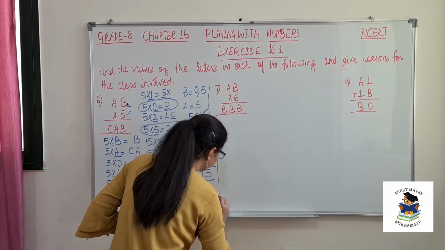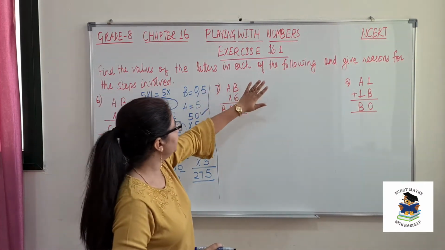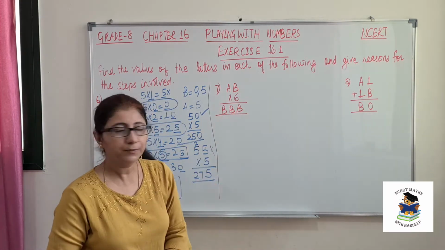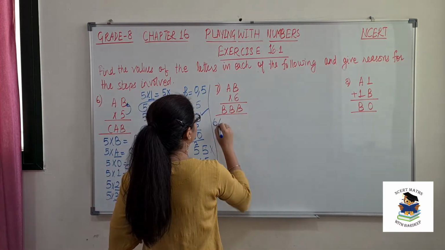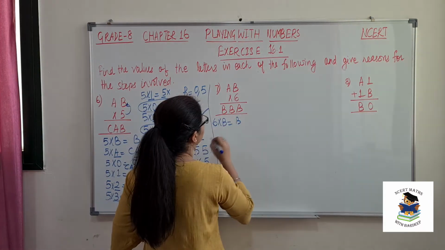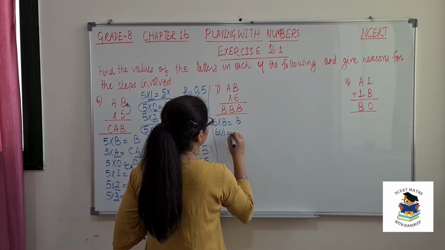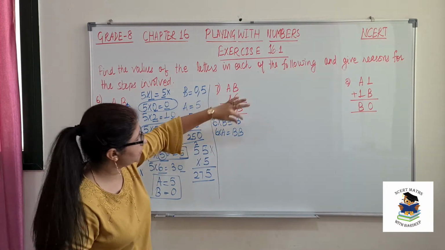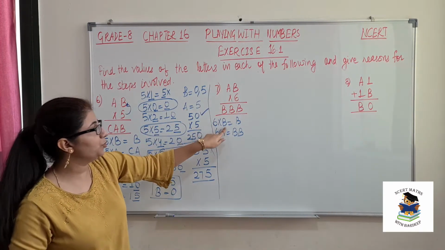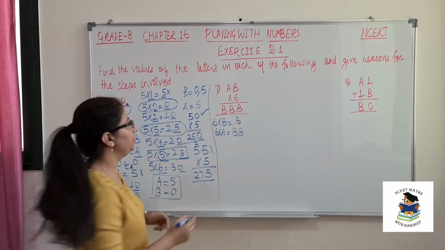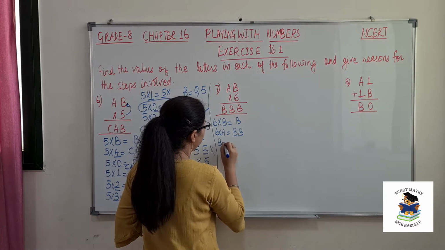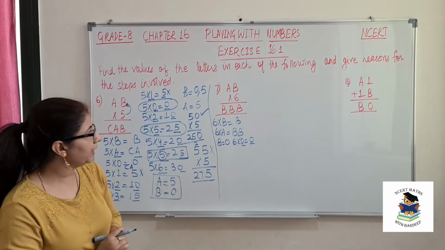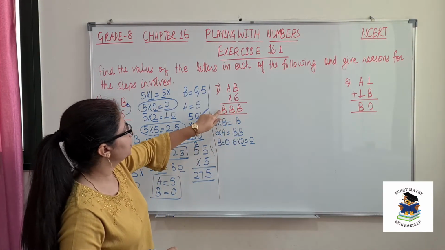Now let's see the seventh one. AB multiplied by 6 should be equal to BBB. Means same digit should come here. Okay. So 6 into B should be equal to B and 6 into A should be equal to BB. Okay. So again this digit and this digit should be same. So if we take 6 into 0, it is 0. So yes, we can have B as 0. If I put B equals to 0, so this is 6 into 0 is 0. These two are same. Okay. But if this is 0, then all are 0.